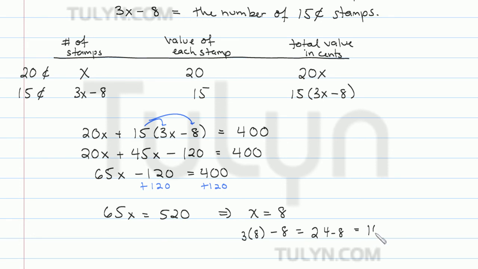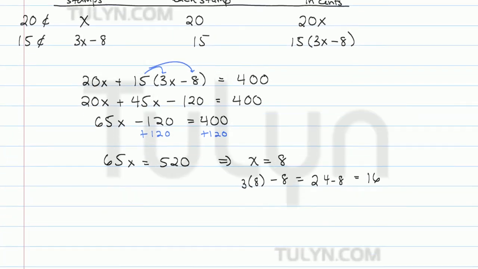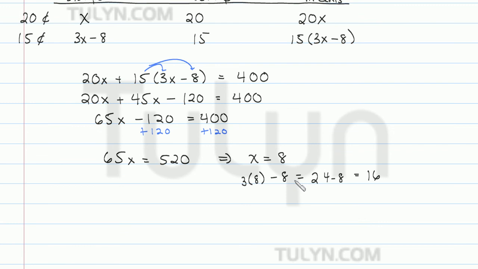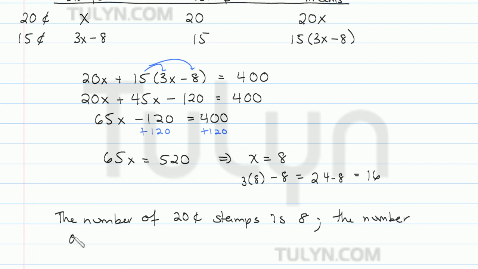which is 16. So this is the number of 20-cent stamps, and this is the number of 15-cent stamps. So we want to say the number of 20-cent stamps is 8, and the number of 15-cent stamps is 16.